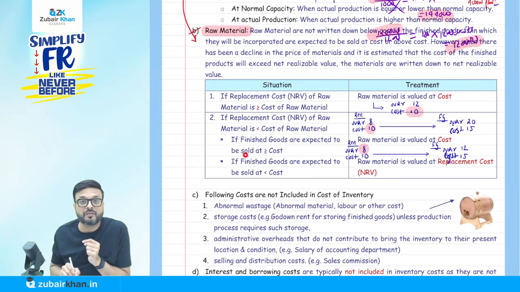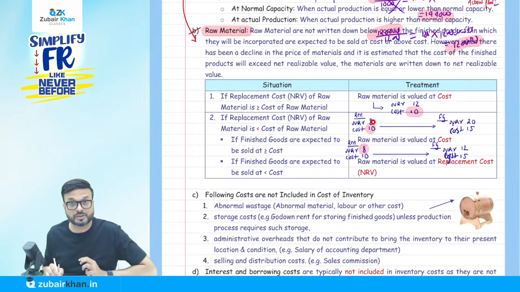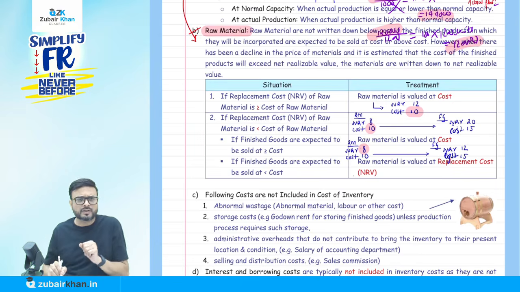Correct. Then, if finished goods are expected to be sold at or above the cost, because the cost is 15, it is going to be sold at more than the cost. In that case, we have to do the valuation of raw material at the cost. Let me tell you the logic. You say, why sir, the NRV is lower than the cost, still you are doing the valuation at cost?